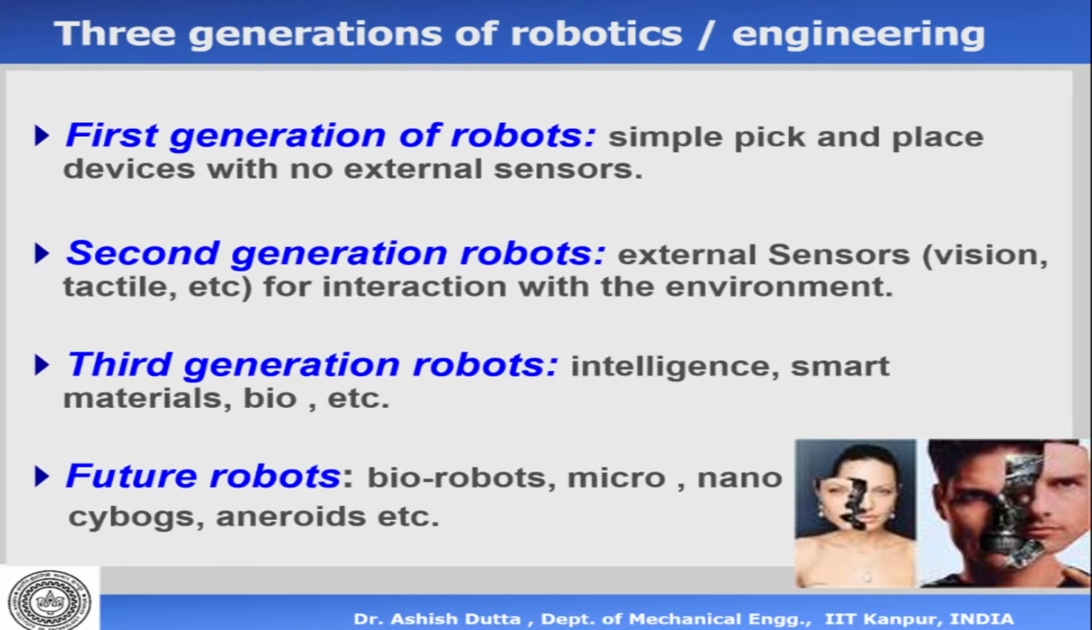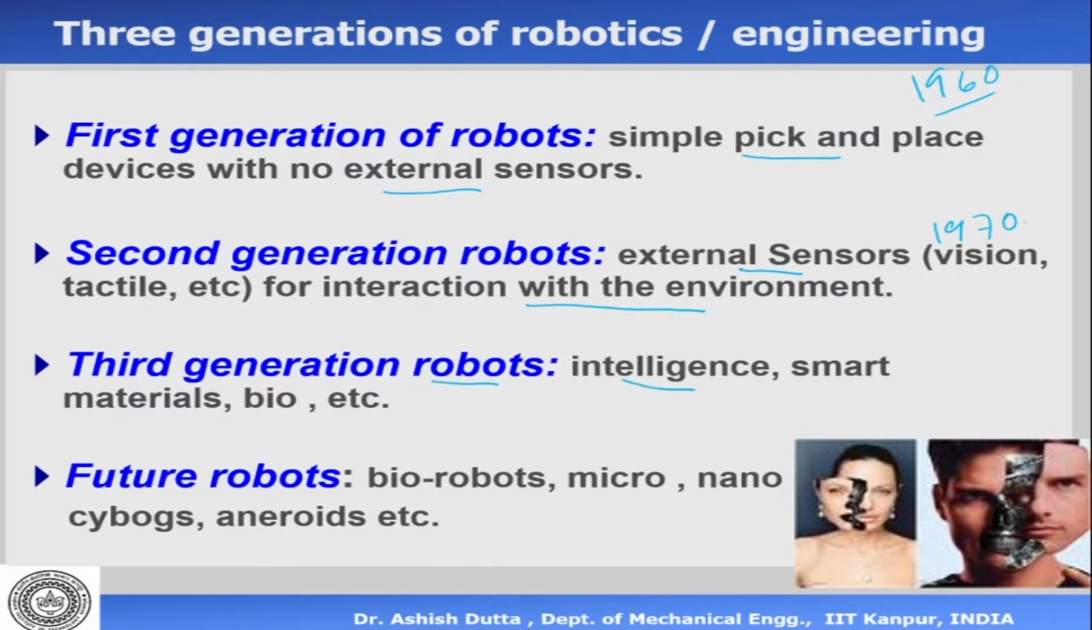Now, since the 1960s, we have had three or four generations of robotics. The first generation of robots is basically simple pick and place machines with no external sensors, which are used in industries. The second generation, about the 1970s, has external sensors like vision, tactile, and force torque sensors for interaction with the environment.